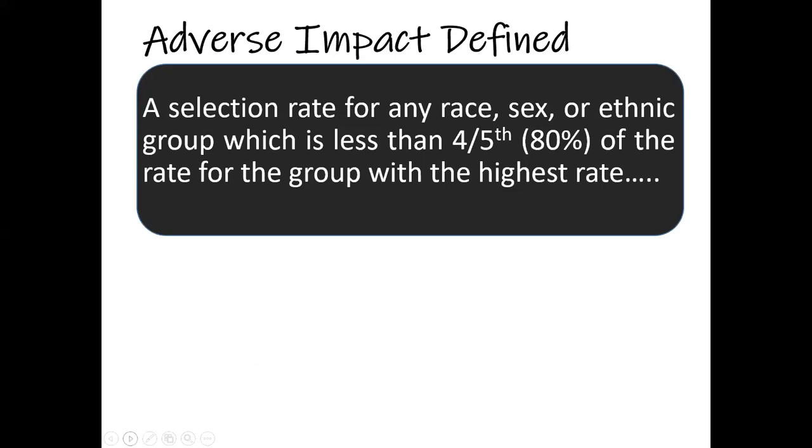Okay, adverse impact. So we saw this definition before, but it's been some time. So let's just go through this again. When you have a selection rate for any race, sex, or ethnic group, and when that selection rate is less than 4/5 of the rate that belongs to a group with a higher rate, we actually may have evidence of adverse impact.